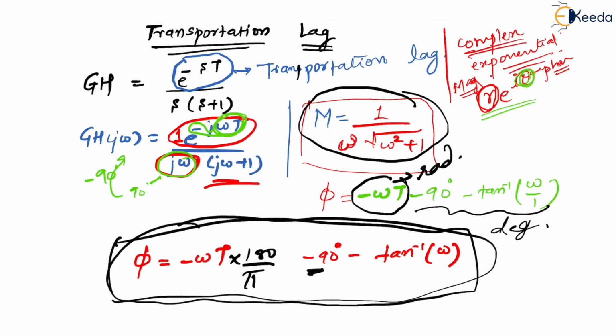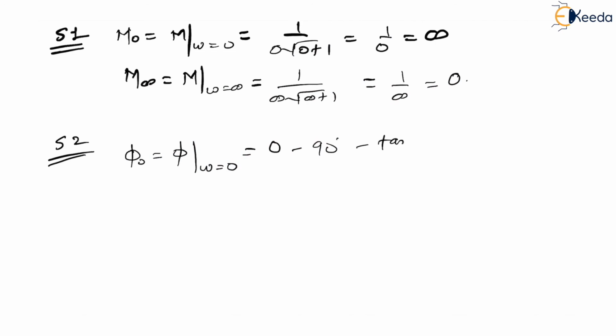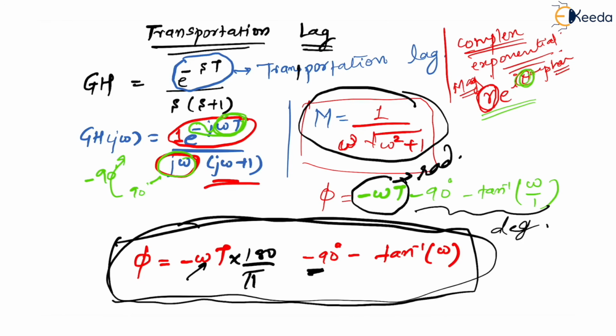In place of omega t, if you put omega equal to 0, this term becomes 0. So now we have minus 90 degrees, and then again minus tan inverse of 0, and tan inverse of 0 is again 0. So what you get here is minus 90 degrees. Now let us think of phase at infinity. Phase at omega equal to infinity is equal to what?